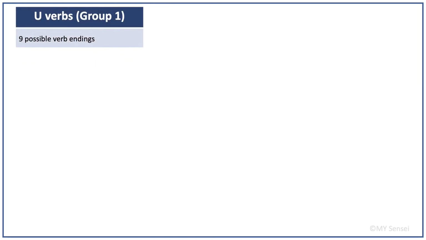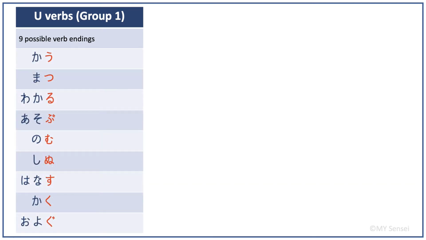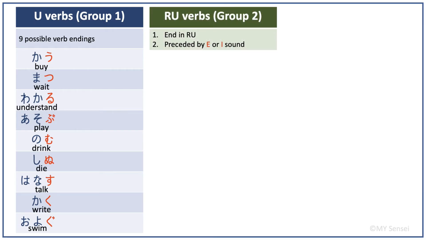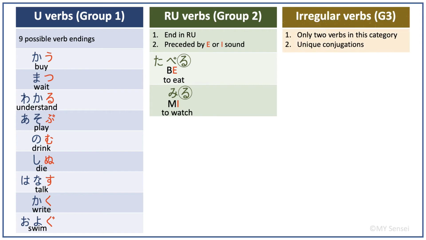The first group is U-verbs, also known as Group 1 verbs, such as the verbs that you see here. There are 9 possible verb endings for this type of Japanese verbs. The second group is Ru-verbs, also known as Group 2 verbs, such as the verbs that you see here. There is only one possible verb ending for this type of Japanese verbs, which is Ru, and Ru has to be preceded by an I sound or E sound. The third group is irregular verbs, also known as Group 3 verbs, and they include the following 2 verbs only. These verbs are short affirmative forms.